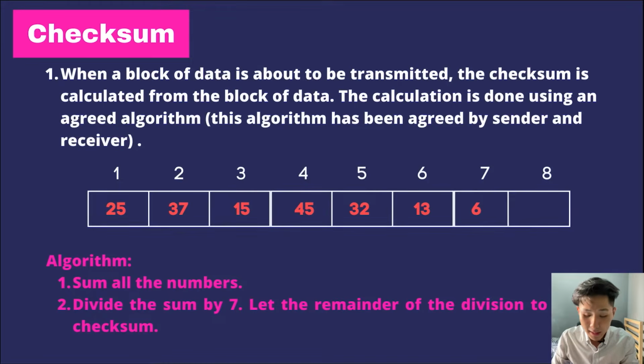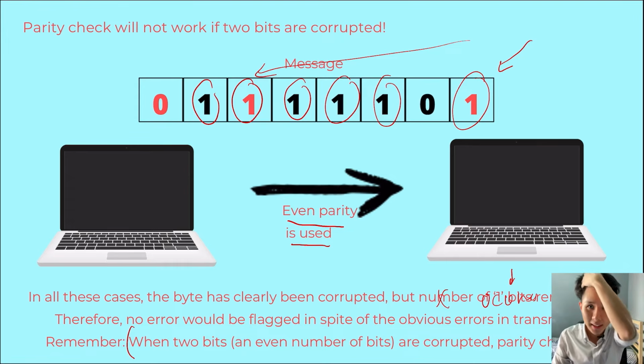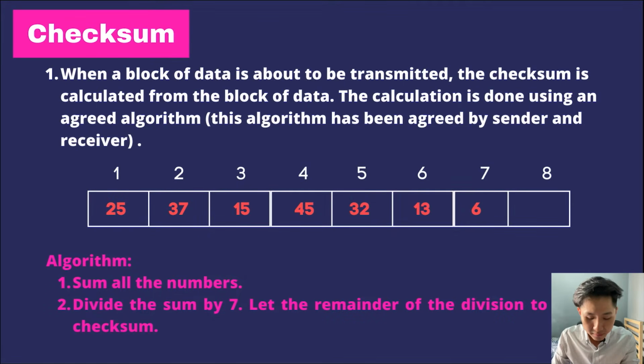Alright, so let's move on to the second method where data detection can be carried out, which is called the checksum method. There are multiple steps here, I'll just go through them one by one. And imagine that this is our data here from 1 to 8. And very similar to parity check, the checksum method also reserves one spot here to place the checksum value. So let's read point number 1.